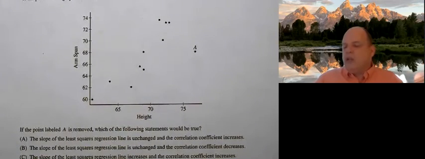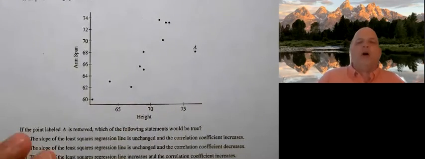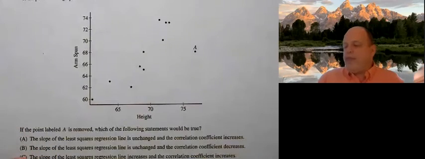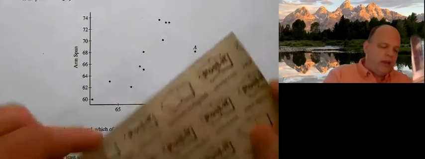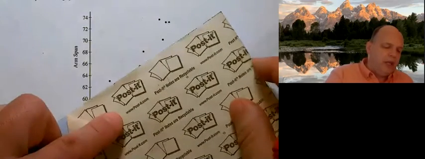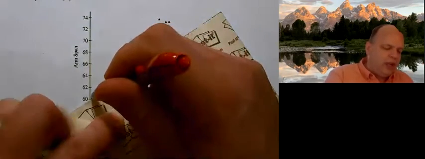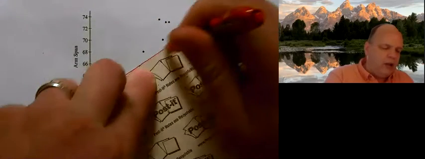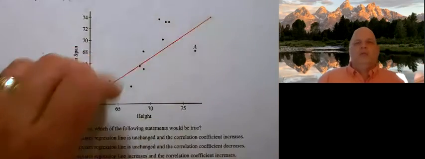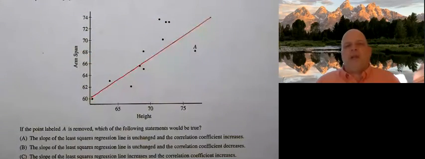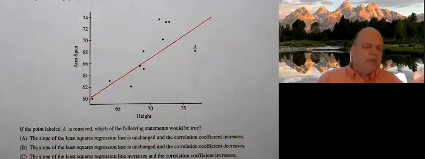So first off, let's go ahead and draw, with A being in there, where do I think that regression line is going to be? And I don't know for sure, but I'm just going to make a guess. I'm going to say if we include A, that's my best guess. All right.